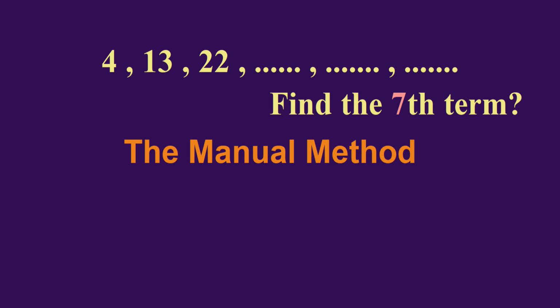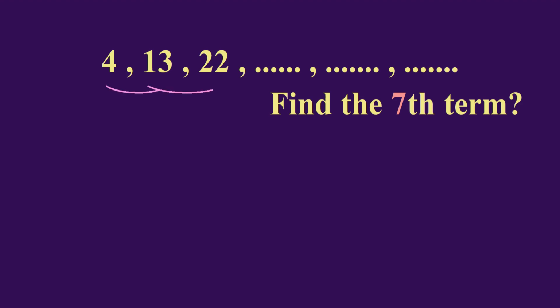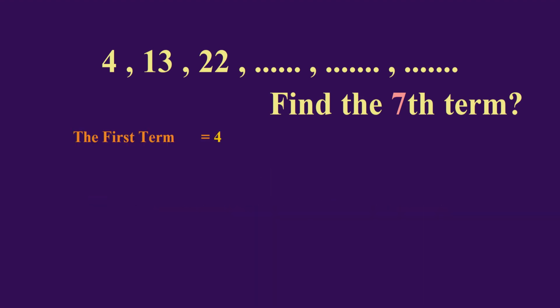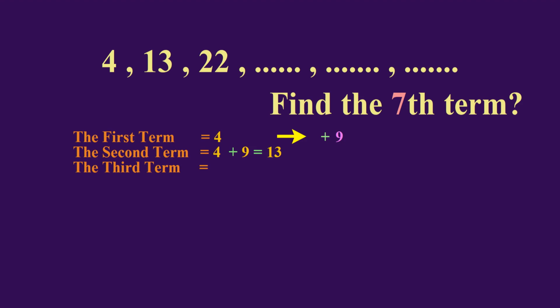Look at the problem. Since each term increases by 9 from the previous one, this 9 is called the common difference. The first term in the arithmetic sequence is equal to 4, and we can get the second term by adding 9 to the first term. So the second term is equal to 4 plus 9, which equals 13. And we can get the third term by adding 9 to the second term, 13 plus 9, which equals 22.